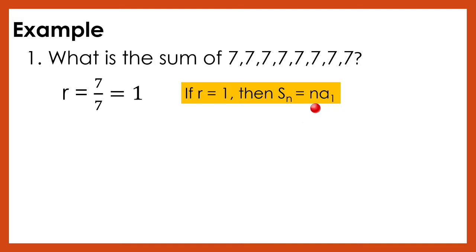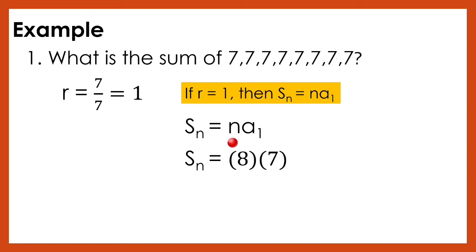What is n? N is the number of terms. So, we have 1, 2, 3, 4, 5, 6, 7, 8. We have 8 number of terms and then a sub 1 is 7. So, we have S sub n equals n times a sub 1. Our number of terms is 8 and then the first term is 7. Multiply 8 and 7, the product is 56. Therefore, the sum of the geometric sequence is 56.